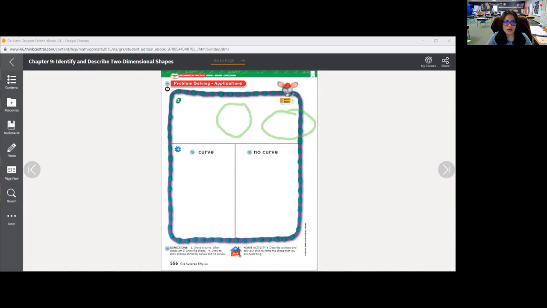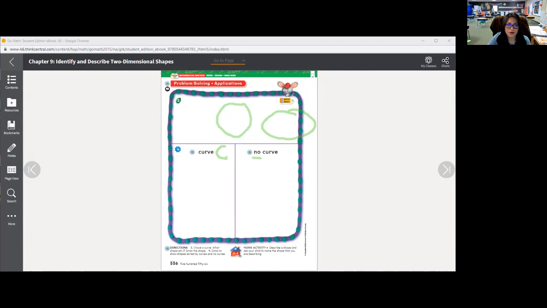Thank you very much. All right, here, number 4, we're gonna draw shapes sorted by curves and no curves. So remember, a curve is like this. That's a curve. This is a straight line. This is a curve. Now you guys are going to draw all the shapes that have a curve and all the shapes that have no curve.